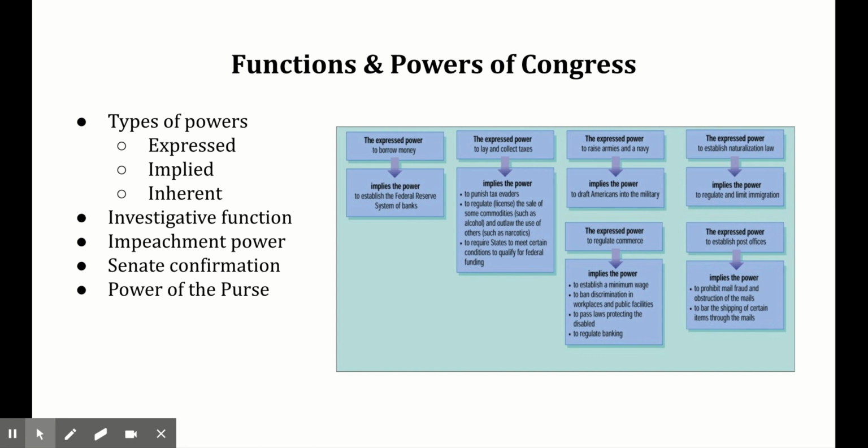There are 4 other functions and powers that we're going to focus on this unit: investigative function, impeachment power, Senate confirmation, and power of the purse. However, you guys are going to be exploring those in group work and creating 2-minute, 1-slide presentations for your classmates in order to help us learn those.